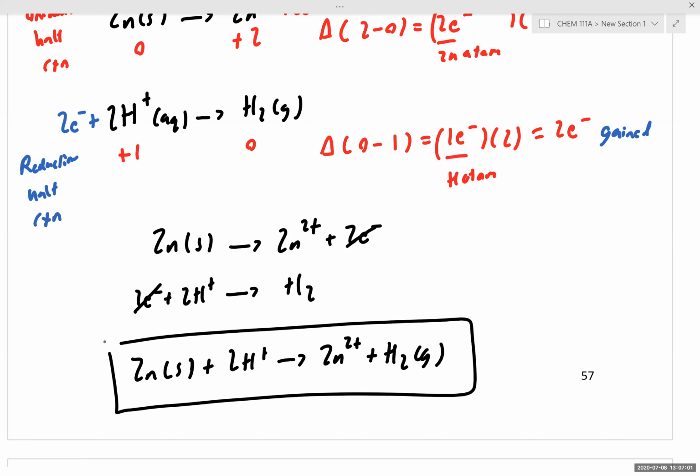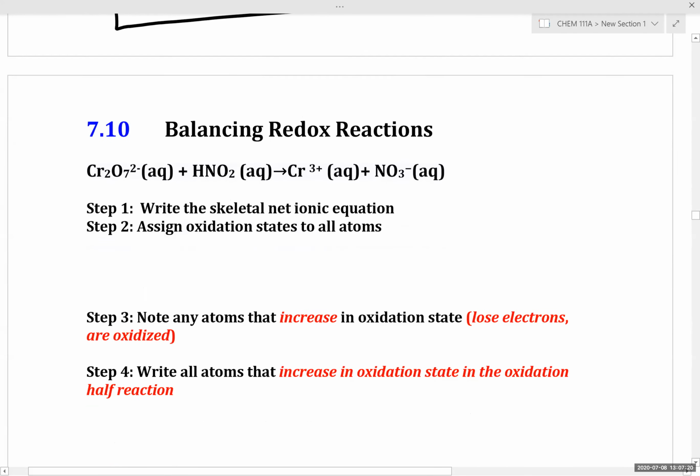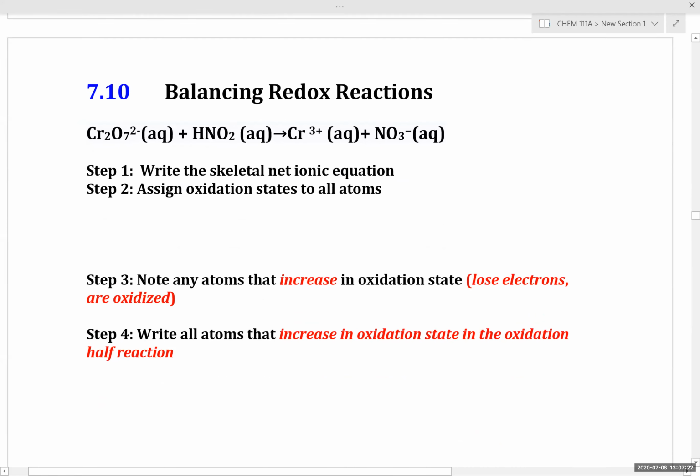Does this make sense to everyone so far? Any questions on this example? Okay, so let's continue on now and let's talk a little bit about how do we balance redox reactions? How do we go about balancing redox reactions?